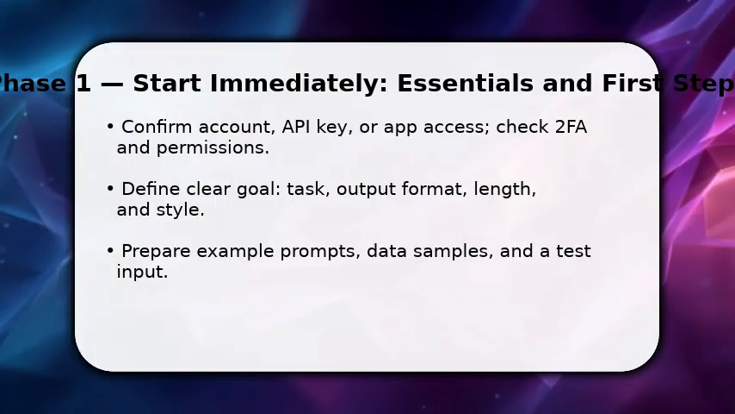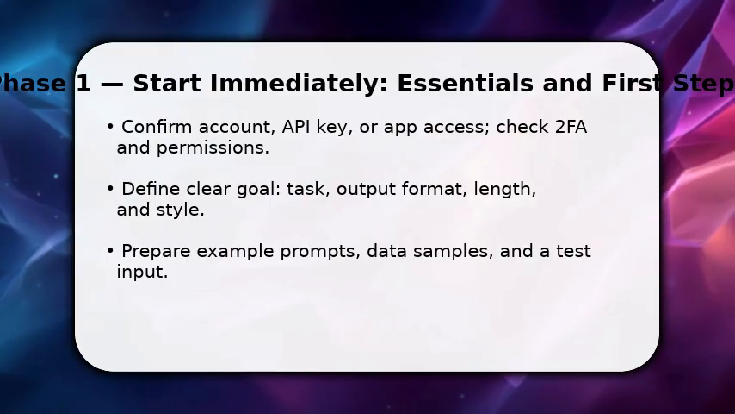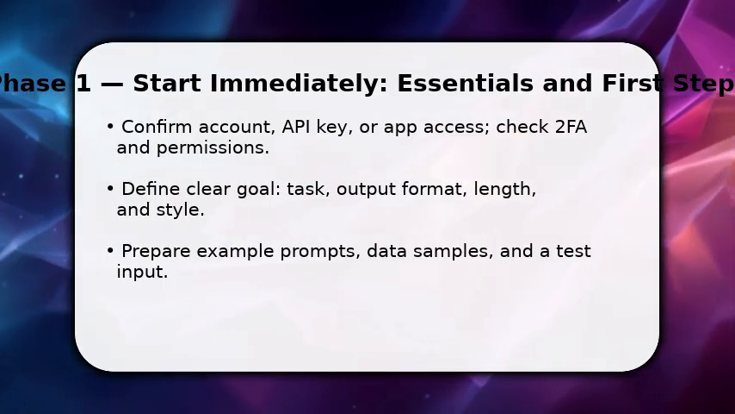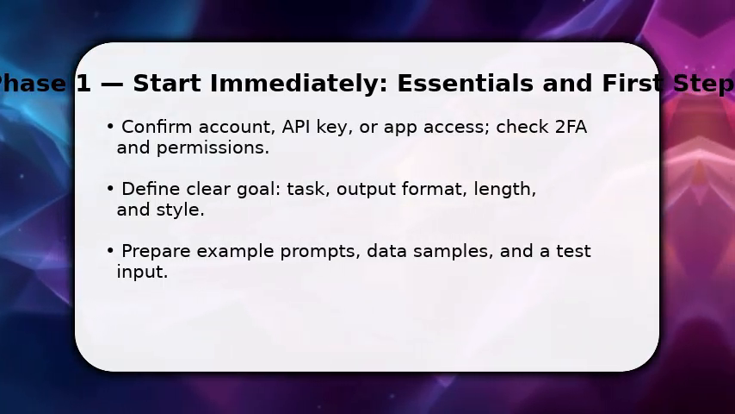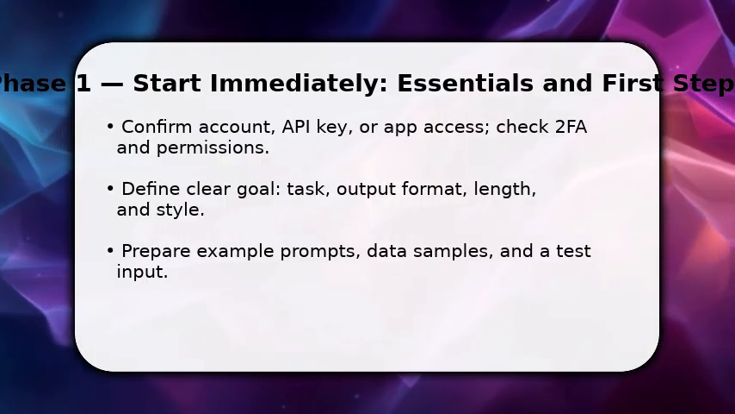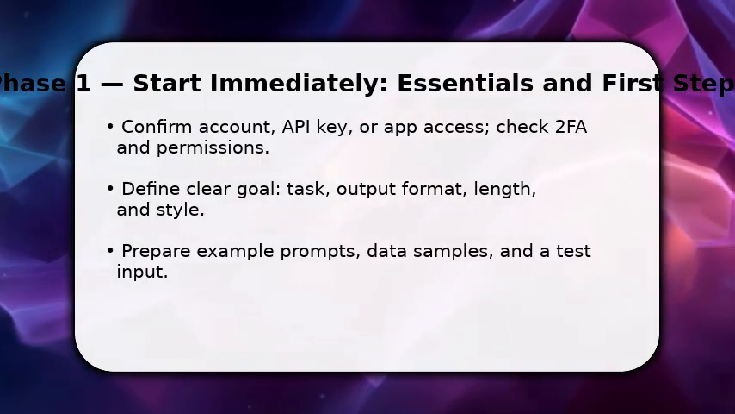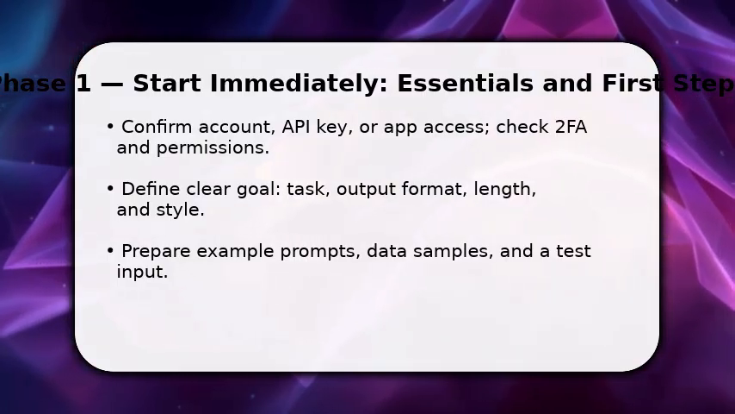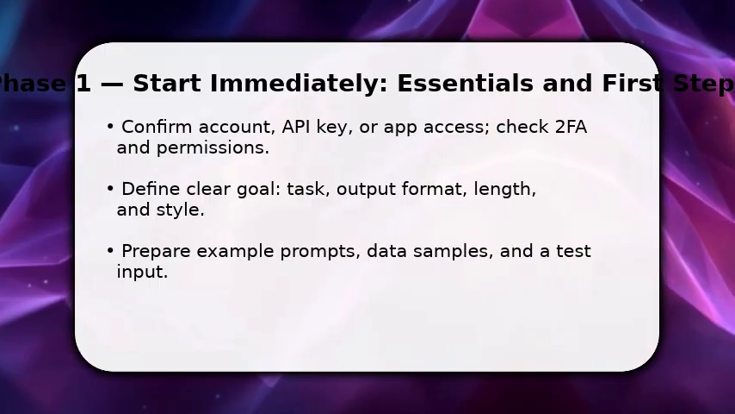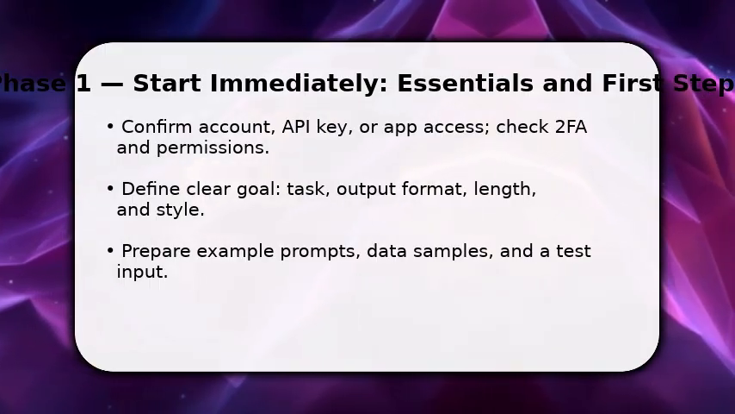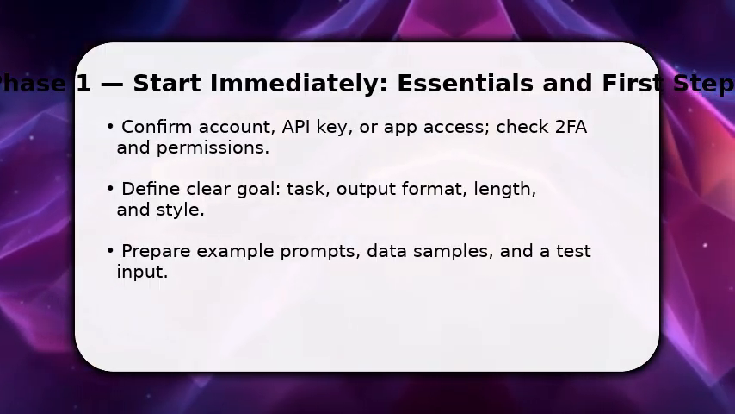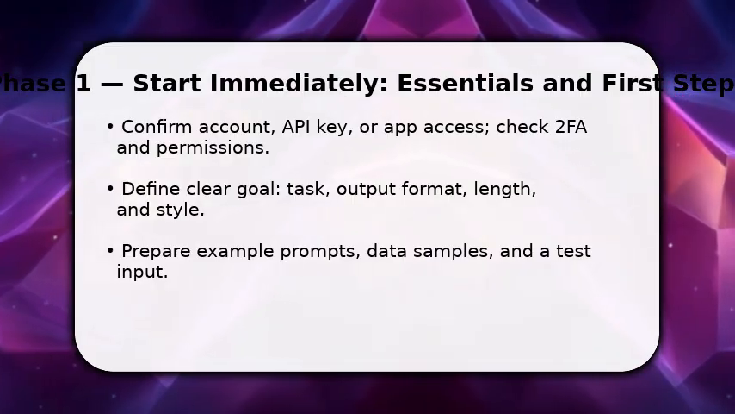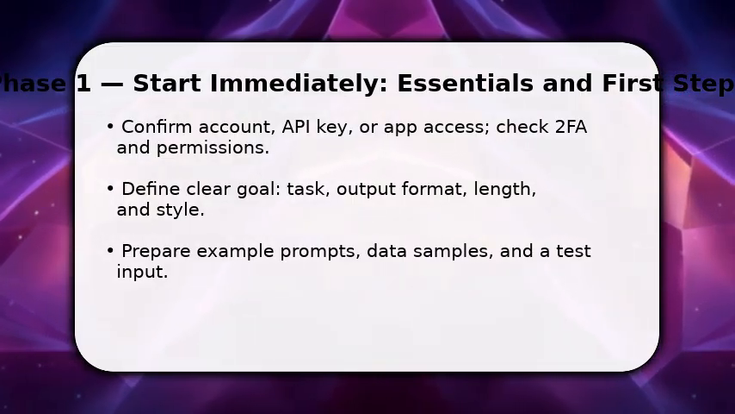You need access, a key, and a clear goal. Start now. First, authenticate and open the bot interface so you can run tests immediately. Once done, define the exact output shape: list, paragraph, code block, and prepare 3 small examples that show desired tone and format. This speeds iteration and prevents guesswork. Make sure to limit scope at first. A narrow, testable task surfaces mistakes fast and saves time when you scale up.